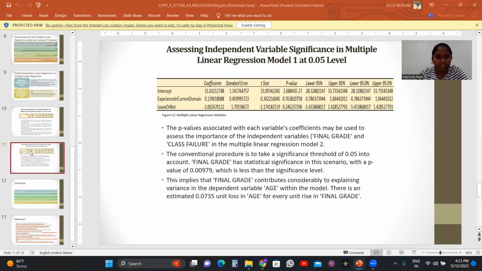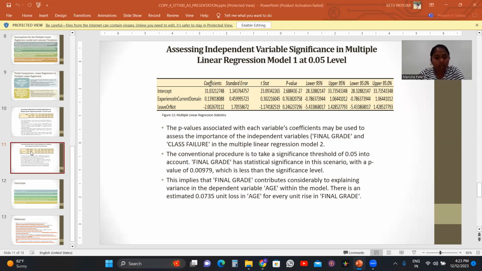Hi, my name is Manisha Patel. Assessing independent variable significance in multiple linear regression model 2 at the 0.05 level: the p-value associated with each variable's coefficient may be used to assess the importance of the independent variables, final grade and class failure, in the multiple linear regression model.